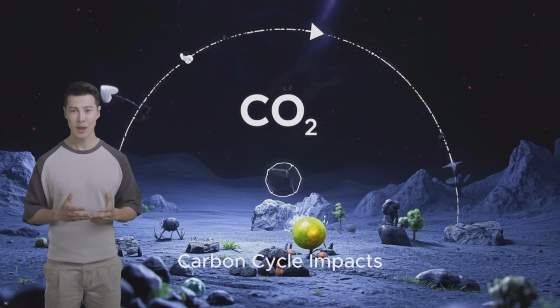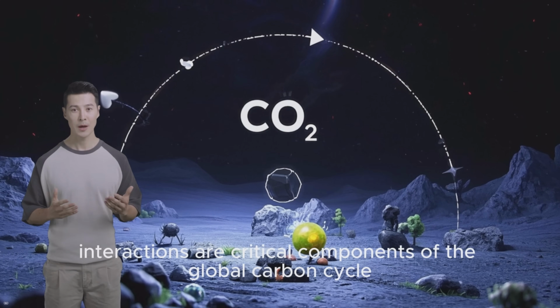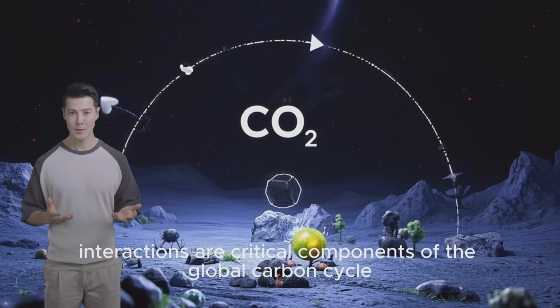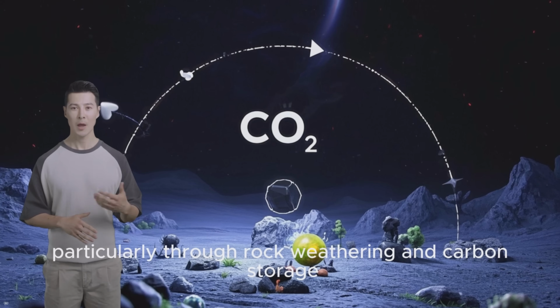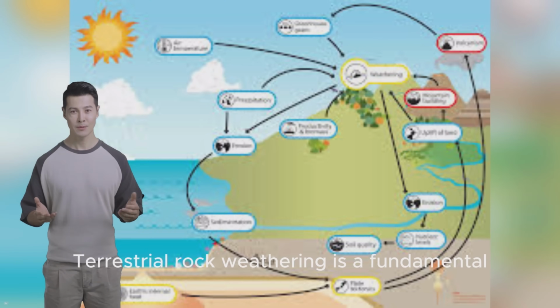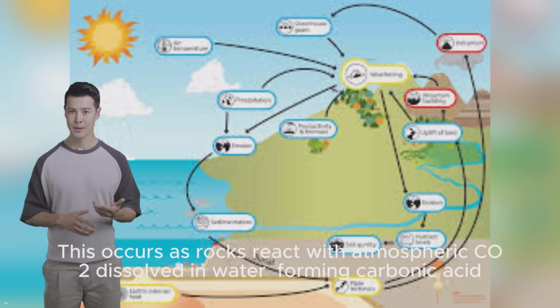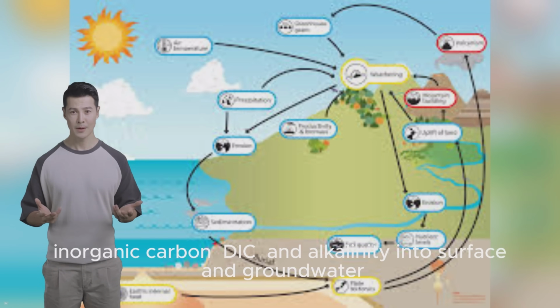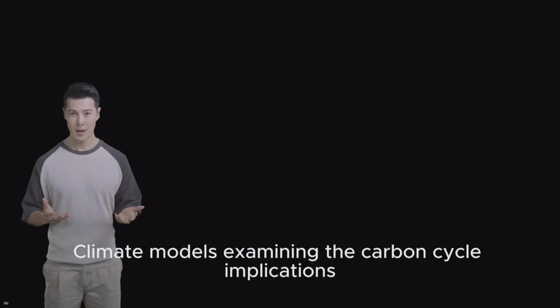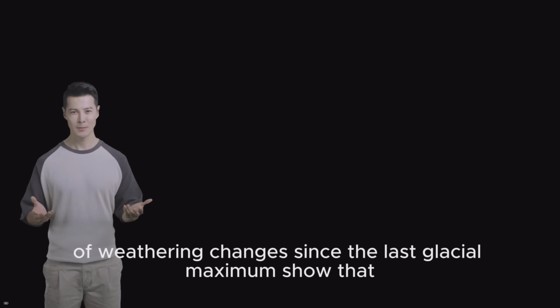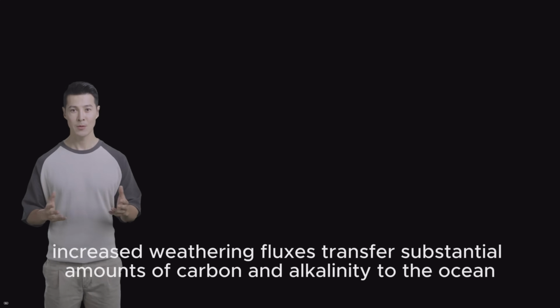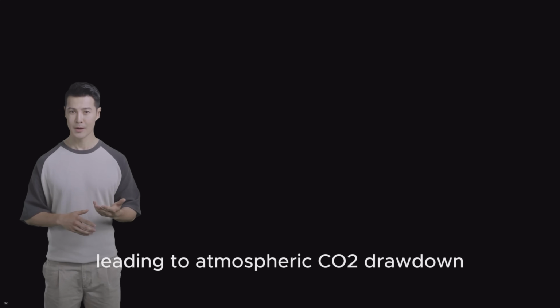Carbon cycle impacts. Mineral-microbe interactions are critical components of the global carbon cycle, particularly through rock weathering and carbon storage. Terrestrial rock weathering is a fundamental process that slowly removes CO2 from the atmosphere over geological timescales. Climate models examining the carbon cycle implications of weathering changes since the last glacial maximum show that increased weathering fluxes transfer substantial amounts of carbon and alkalinity to the ocean, leading to atmospheric CO2 drawdown.